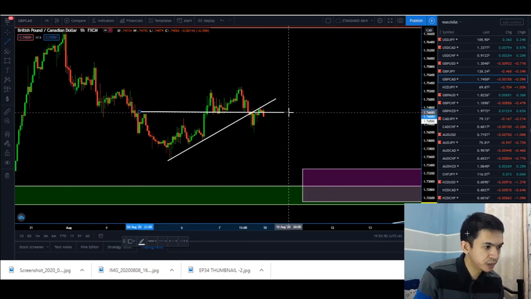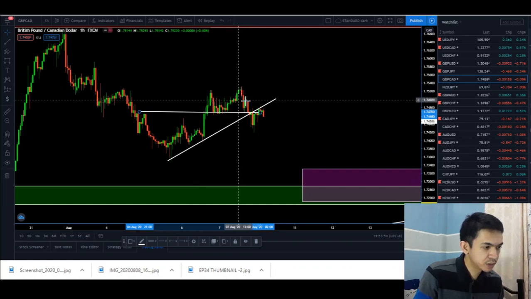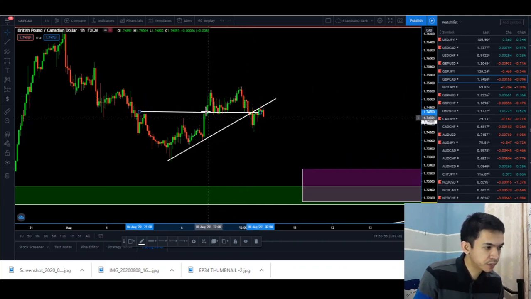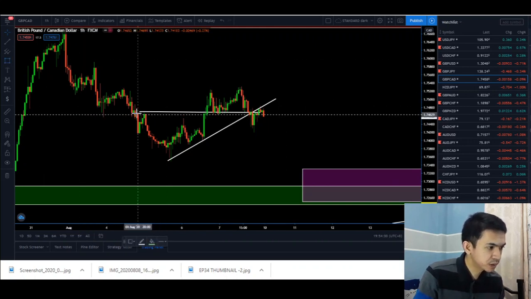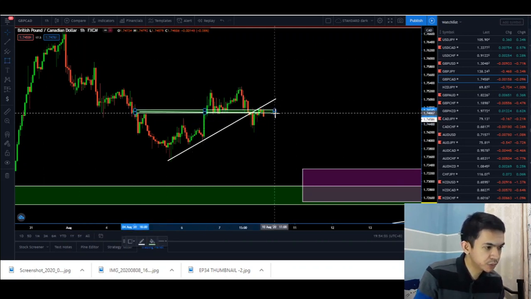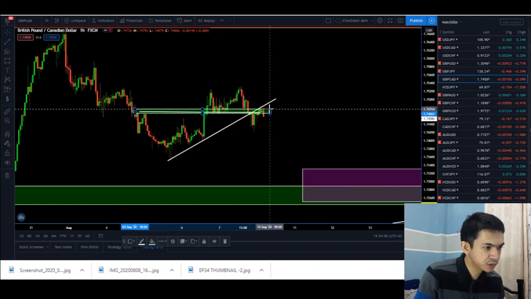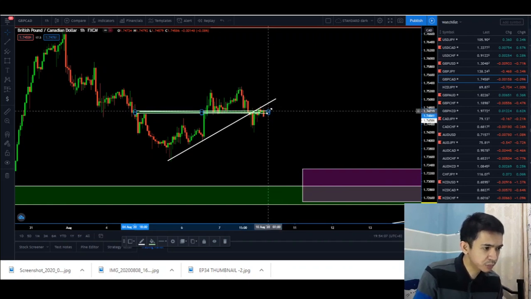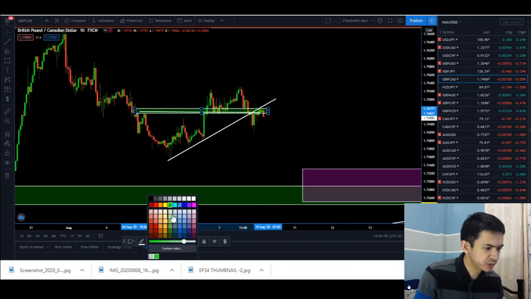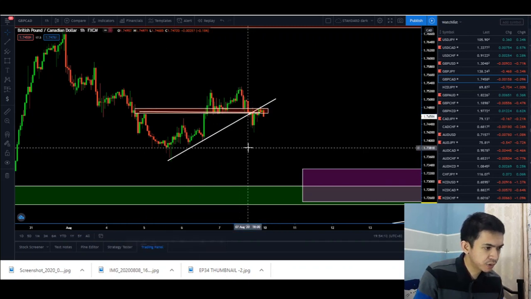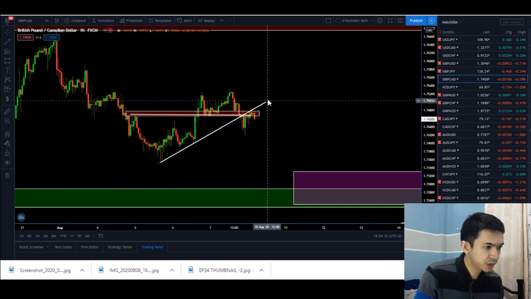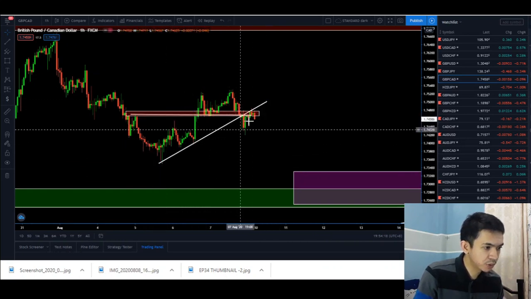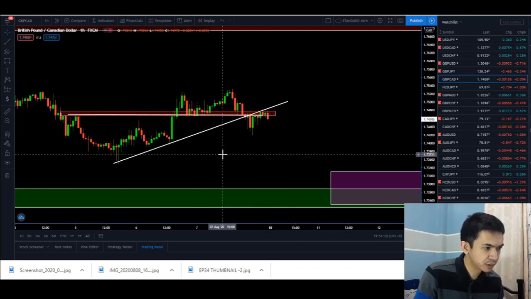I have here a key significant level of support that got broken. So I now have two confluences. So definitely this is a key significant level of support that got broken. Now I assume that this will be my key significant resistance in future. Right. So what else? I have here a counter trend line that got broken by this candle.